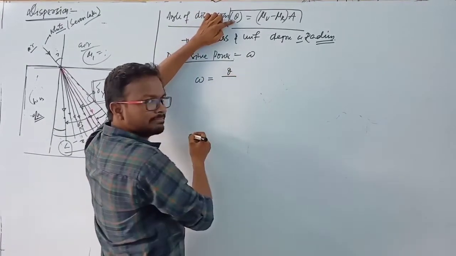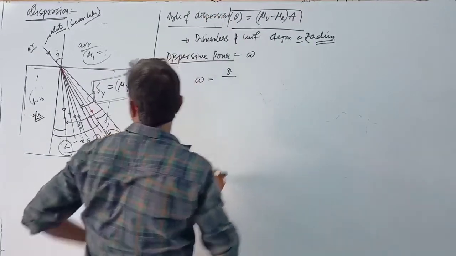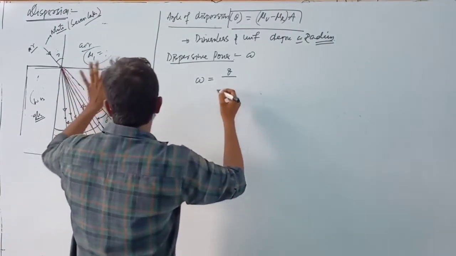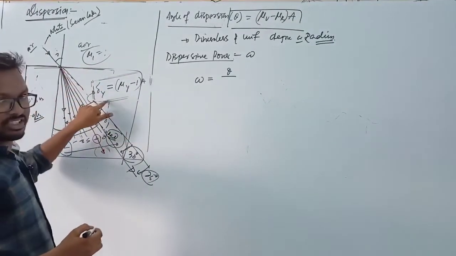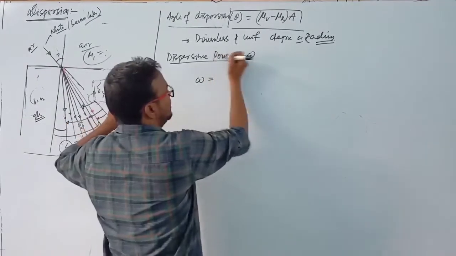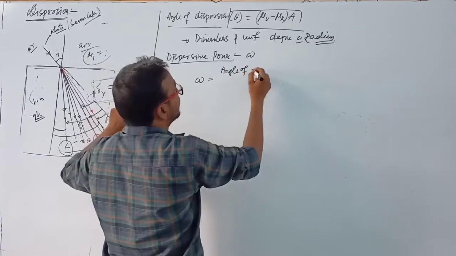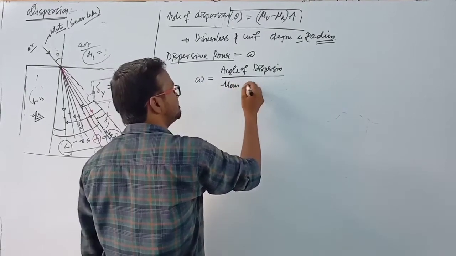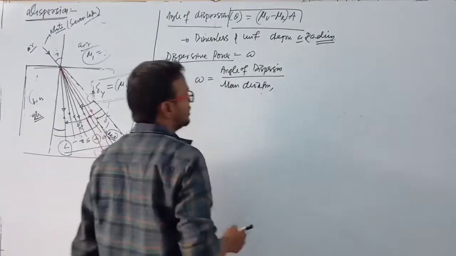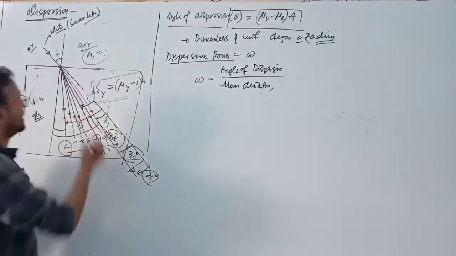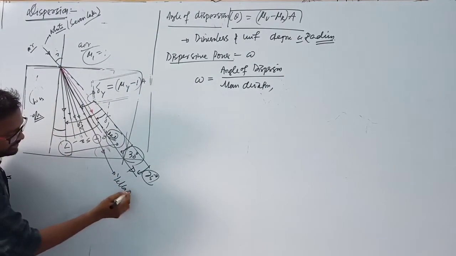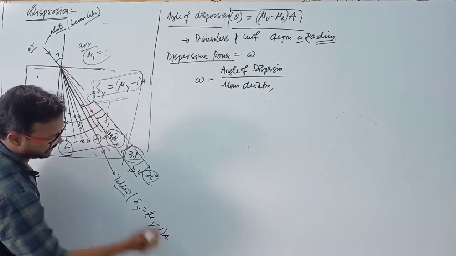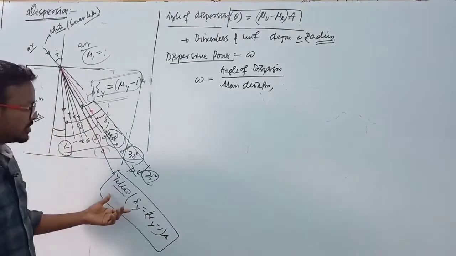theta, the angle of dispersion, divided by the mean deviation. This is known as the minimum or mean deviation. Clear? The mean deviation is taken for the yellow color of light, where delta y equals mu y minus 1 into A. Why is yellow color of light taken as the mean color of light?